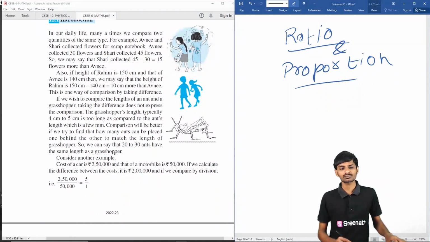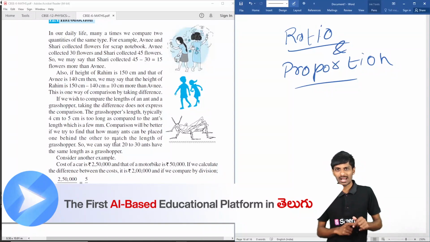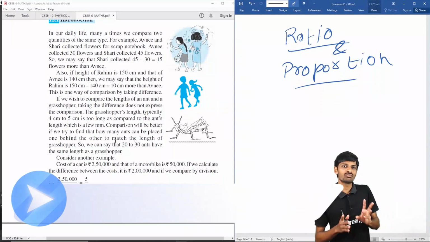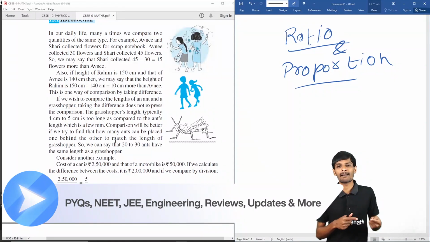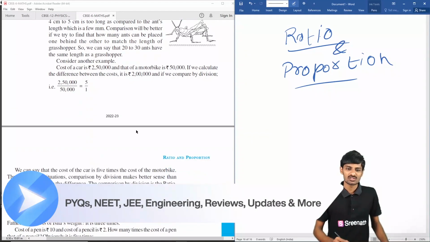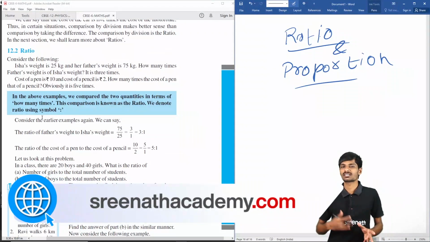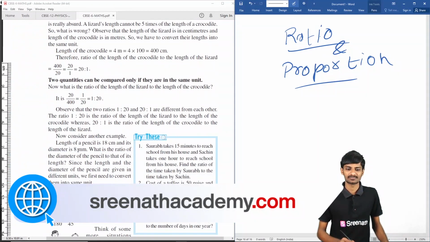If I ask you to compare the length of the grasshopper and the length of the ant, if you go by the subtraction method, it is too difficult, and it will not seem like a good way of comparison. So in those types of situations, how do we compare? We are going to learn about these things now, students. So that is the first introduction. Next thing is about ratio. Because of the ratio, we can easily compare two quantities.